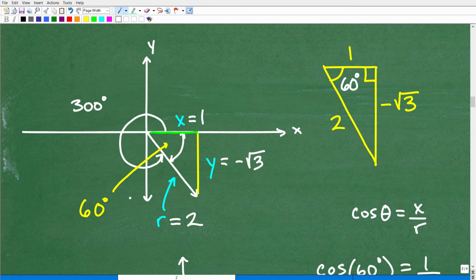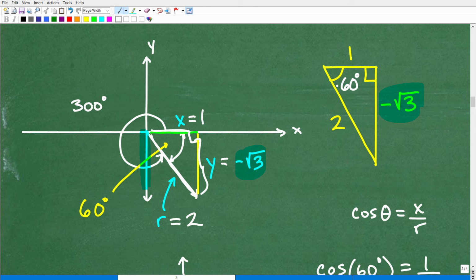So here is our 300 degrees. We're talking about our reference triangle here. So we're trying to solve a 60-degree right triangle. That's what's being formed here. So let's take a look at the measurements. This is the smallest side, so that's going to be 1, positive 1. The hypotenuse here, which is always going to be the radius, is 2. 1, 2. And then our y here is negative, because remember, y is negative here. So that's going to be negative square root of 3.